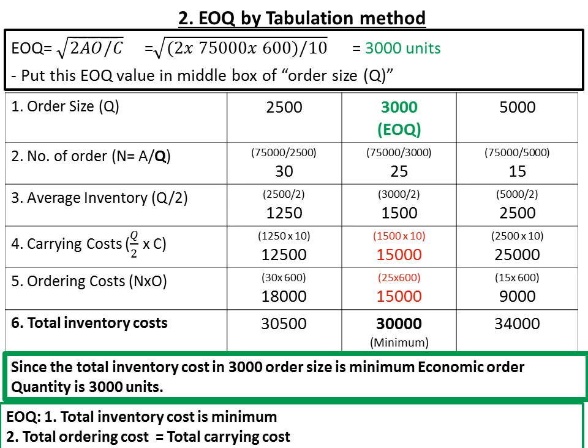Now the total inventory cost, that is, total inventory cost means the carrying cost plus ordering cost. Always remember that the total inventory.